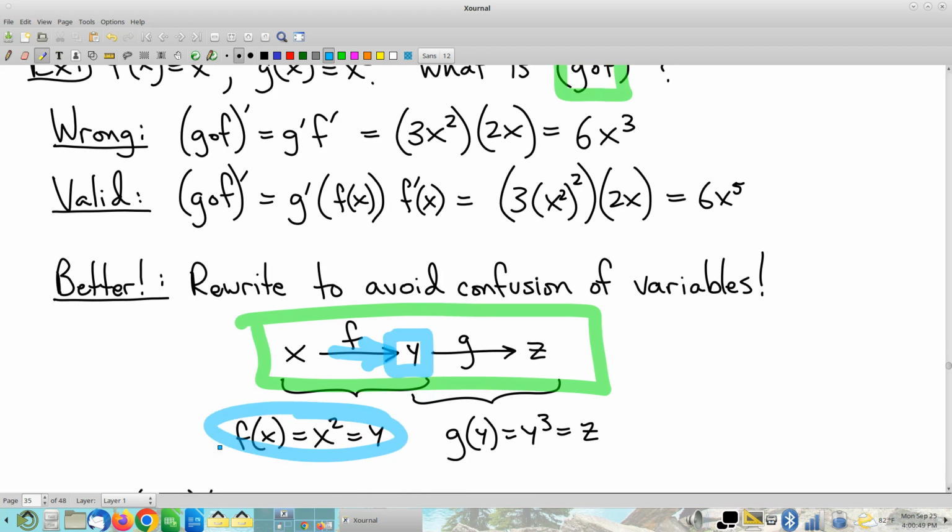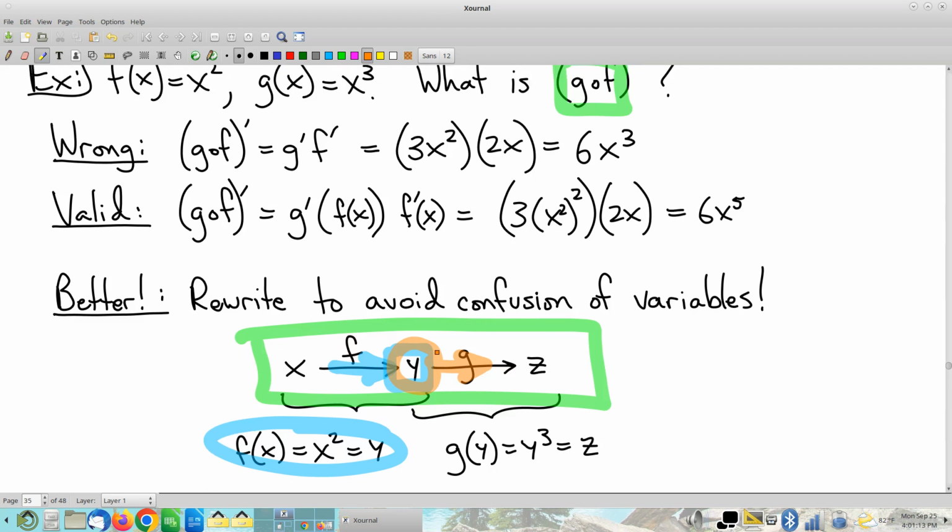And as soon as you say that, with the understanding that we're composing functions, if the thing that comes out of F is called Y, then really the thing that goes into G should also be called Y. That's what composing is. The thing that comes out of F is the thing that goes into G. So I really should rewrite this function in terms of Y.